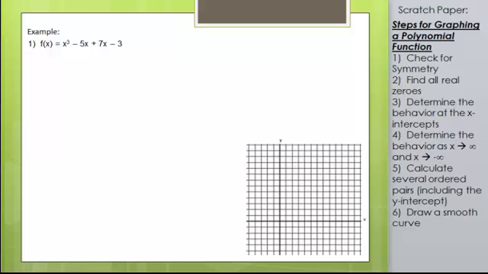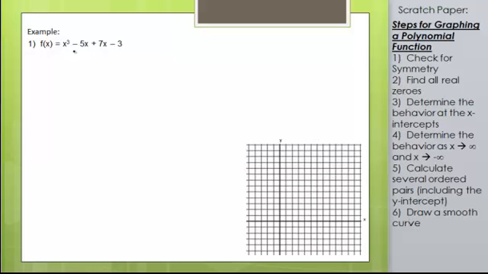So what we want to do in this problem is follow all of the steps over here on the right under scratch paper. We want to check for symmetry, then find all the real zeros, determine the behavior at the x-intercepts, determine the end behavior, or what y does as x goes to infinity and negative infinity, and then calculate a couple of other ordered pairs. Then we're going to draw our graph.